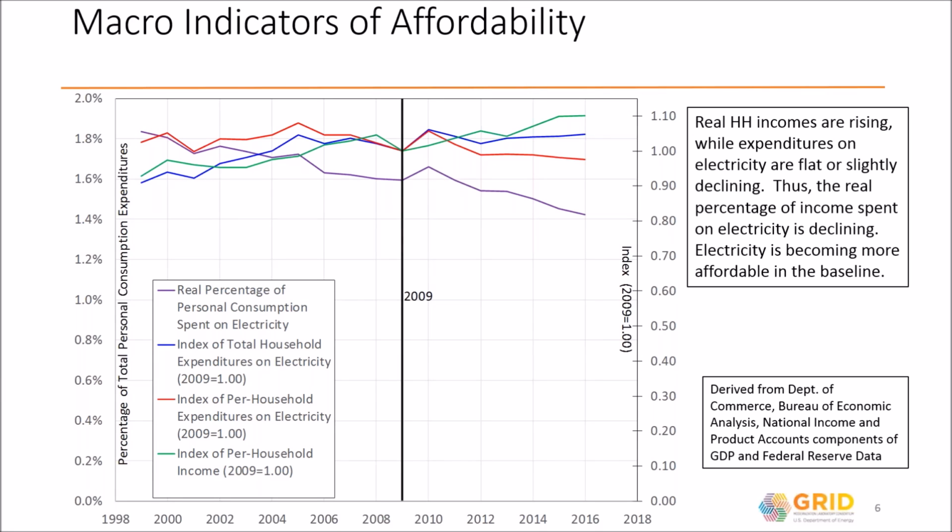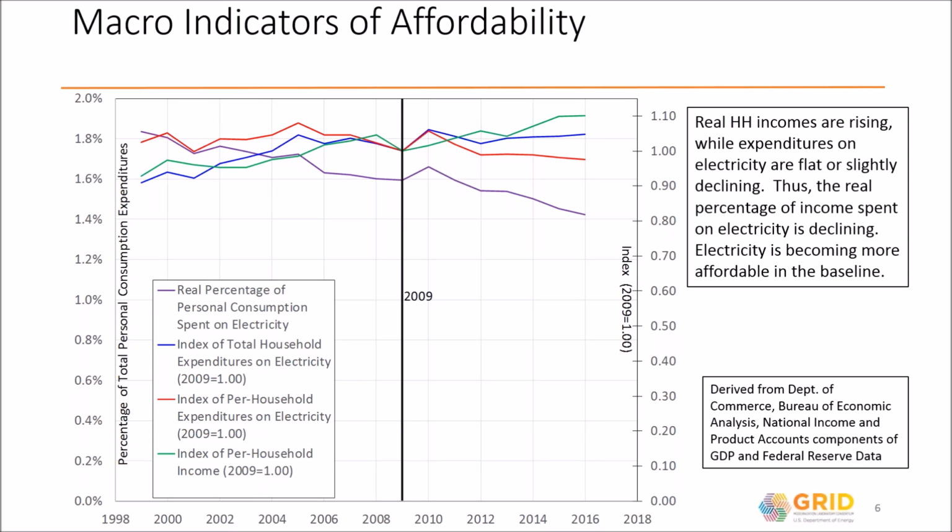DOE has been interested in the macro trend in the affordability of electric service. General electricity affordability is possible to review in macro measures like the components of gross domestic product. Customer affordability is necessarily tied to the household income of the customer. At the macro level, in real terms, household incomes are rising, as evidenced by the green line in the chart. This is the trend despite what we saw in the previous chart, as growth in households having higher incomes is outpacing the growth in households having lower incomes.